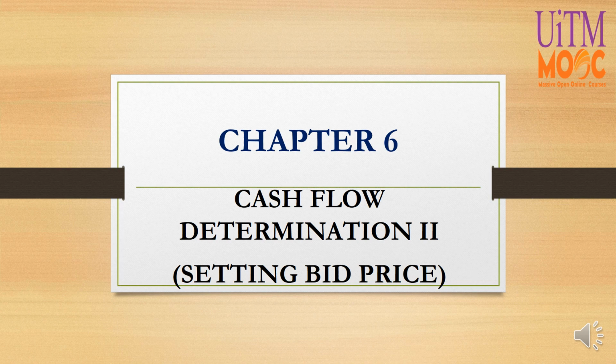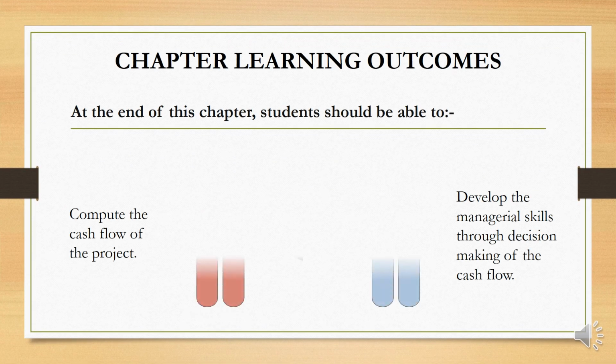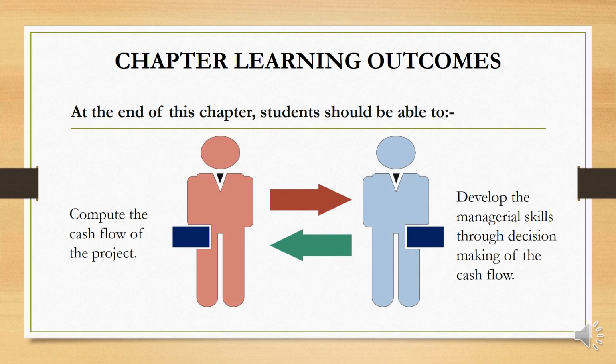Chapter 6, Cash Flow Determination 2, which is under Setting Bid Price. Chapter Learning Outcome. At the end of this chapter, students should be able to first compute the cash flow of the project, and the second is to develop the managerial skills through decision making of the cash flow.